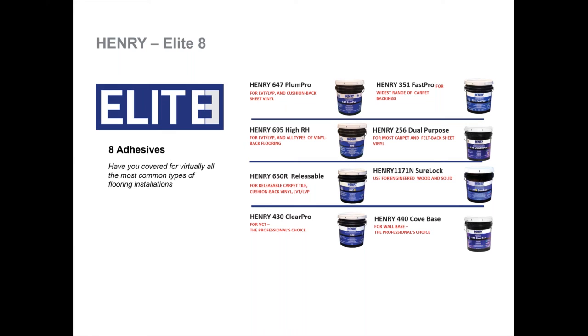Some of the newer technology, acrylic type adhesives, and we will mention a couple of these in the presentation. 650R releasable, typically for vinyl back carpet tile, and some cushion back plank and tile. But we have two brand new high RH products, 647 pressure sensitive roll-on, and 695, which is a wet set or pressure sensitive adhesive.